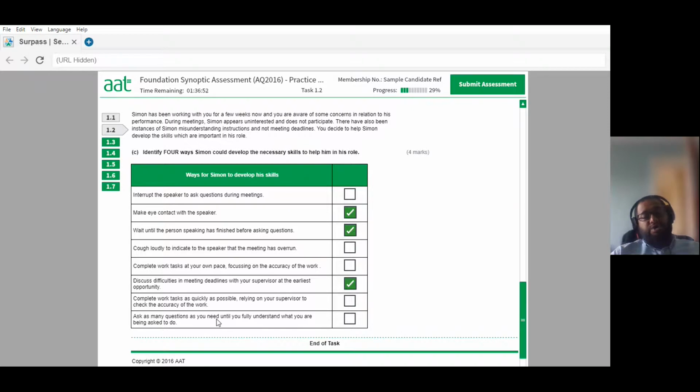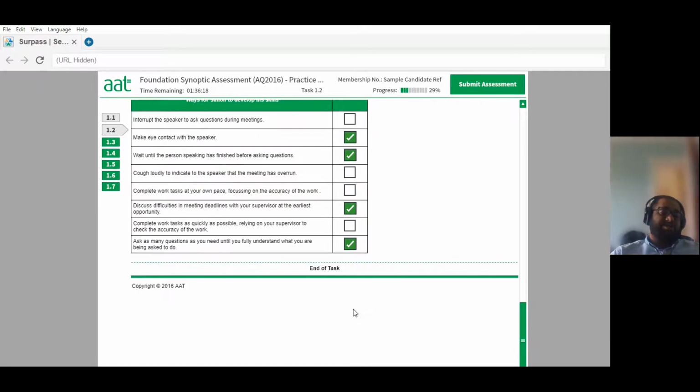Ask as many questions as you need until you fully understand what you are being asked to do. It is right, isn't it? Because here, Simon misunderstood instructions. So if you don't understand, please ensure you ask those questions to make sure you understand what you've been asked to do. Because if you don't ask the right questions and you end up doing it wrong, then again you go back to this particular scenario. Your task has been completed, but there's no way a supervisor can come back and check it for you. So these are the 4 potential answers there.